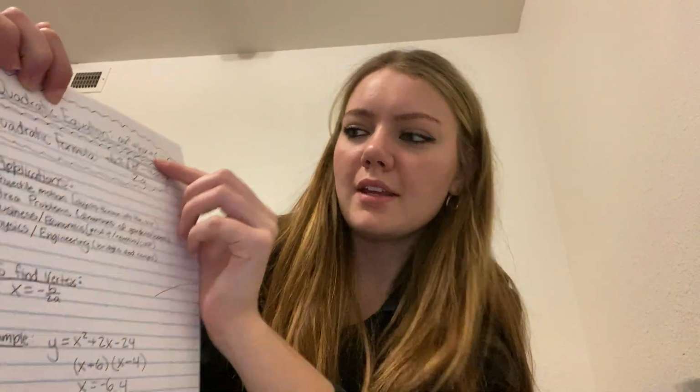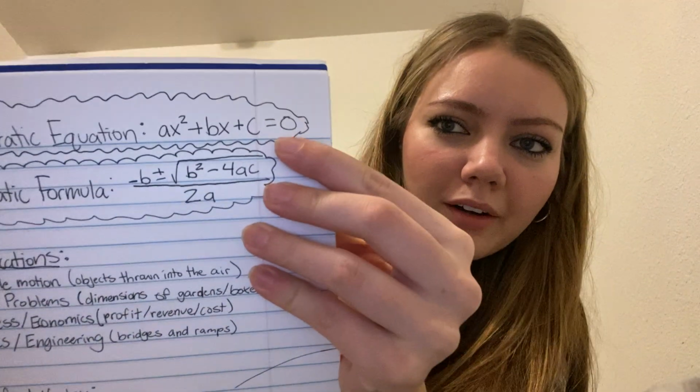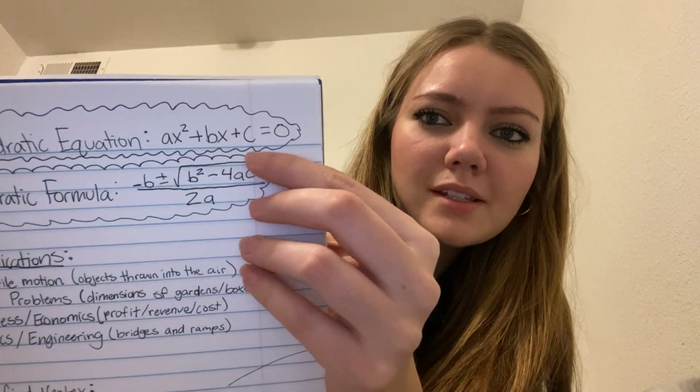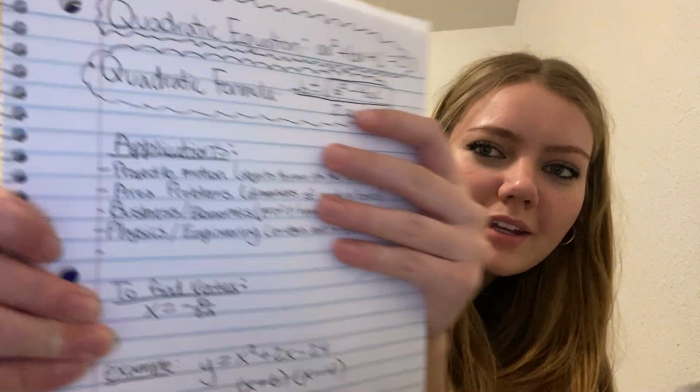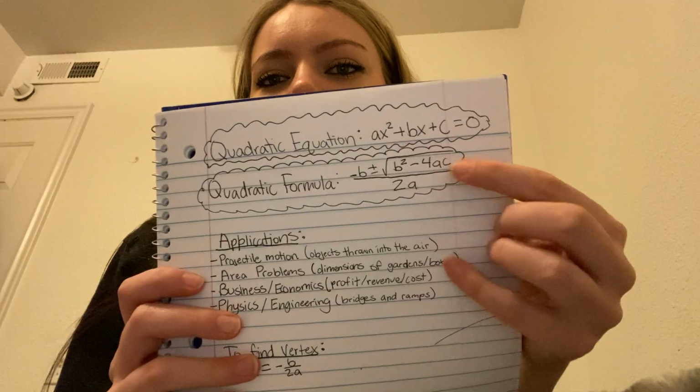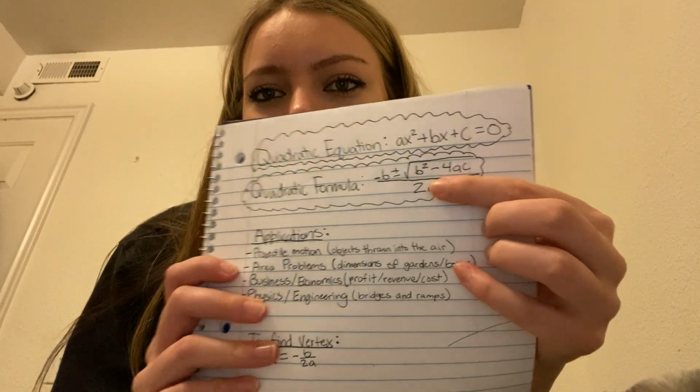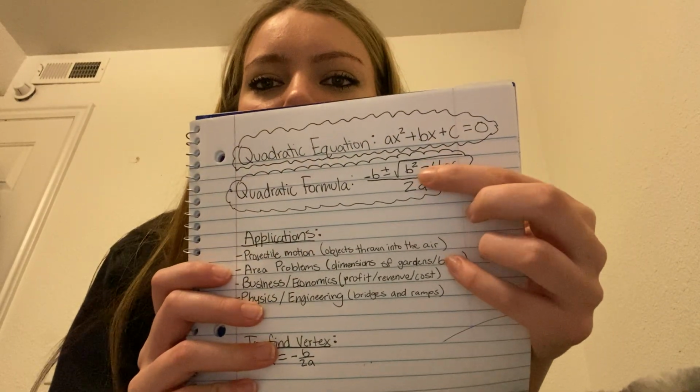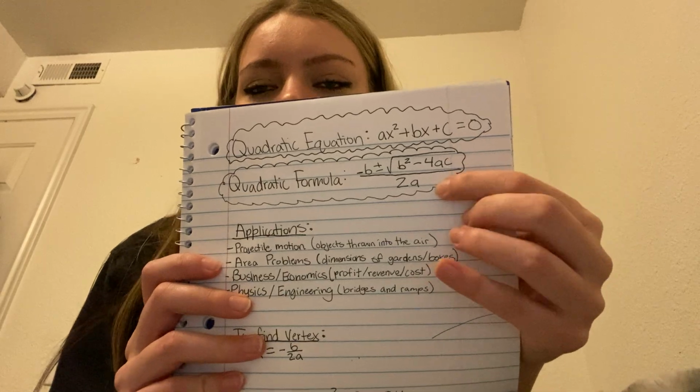First off, let's see. The quadratic equation is ax squared plus bx plus c equals 0. And for the formula, it's a little more complicated. It's negative b plus or minus square root of b squared minus 4ac over 2a.